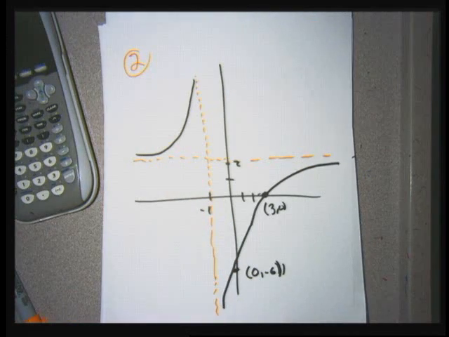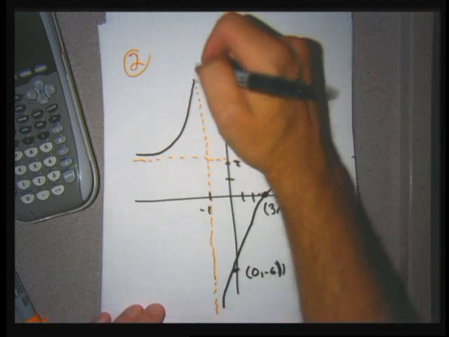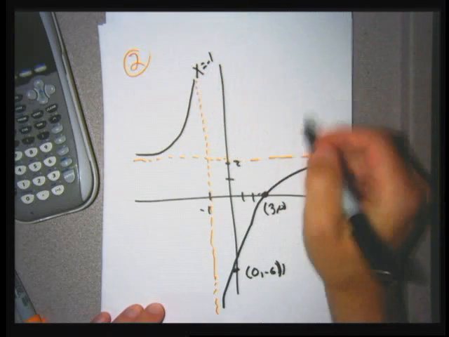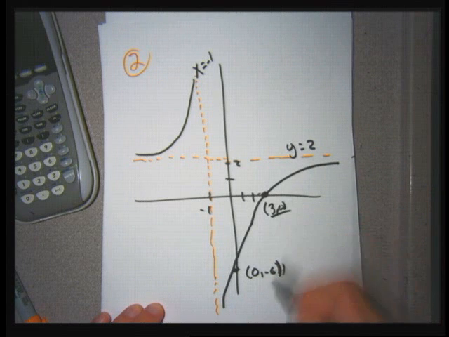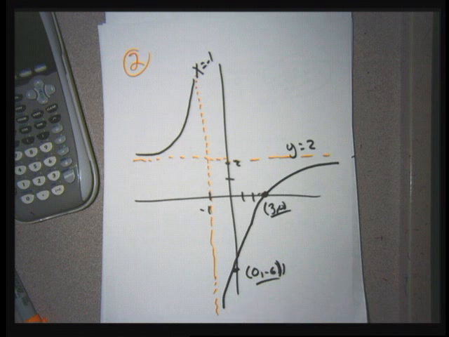Shows all the features because it shows the x equal -1 vertical asymptote, the y equal 2 horizontal asymptote, the x-intercept and the y-intercept, and those are the features that I need to see. So there's 1, 2, 3, 4 things that I need to see on the graph, and I showed them all.